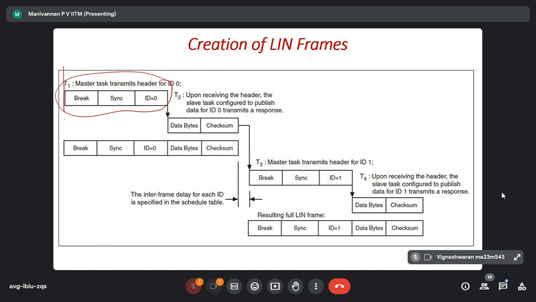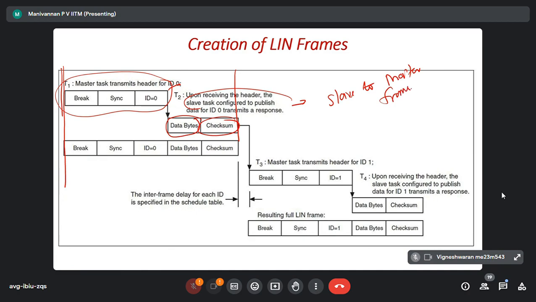Correct? Please know that your frame starts from here. Then upon receiving this, which is transmitted by the master, the slave will publish. What will it publish? Data plus checksum. Together it is called one frame. Okay, this is one type. It is called the slave to master frame.